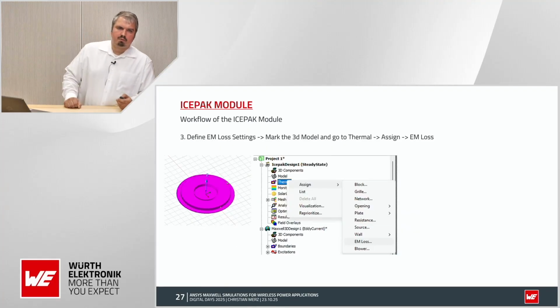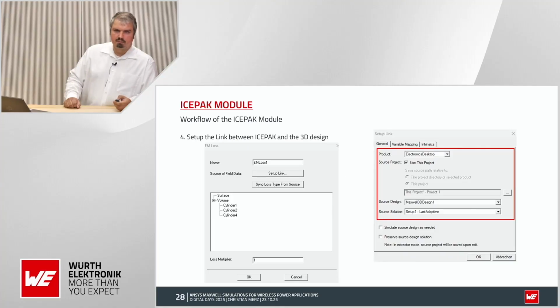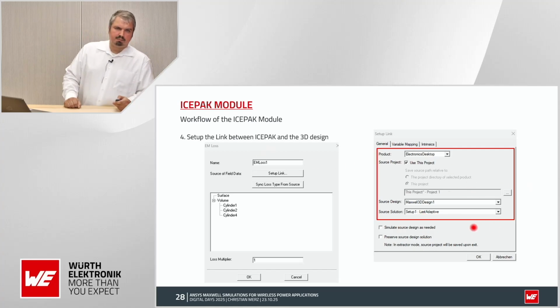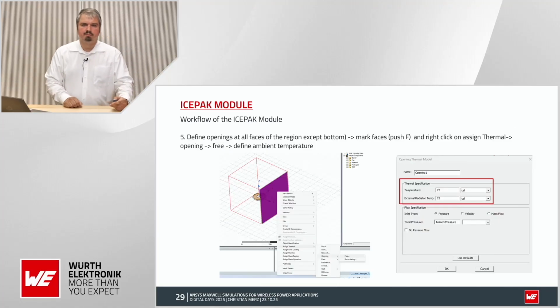Then you have to define the EM loss settings. For this, you choose your design, right-click on thermal, go to assign, and then EM loss. Then this window opens, and you just have to link your Maxwell 3D design with this ICEPAK module. You do this by activating this field, so the Maxwell 3D design is connected with your ICEPAK module.